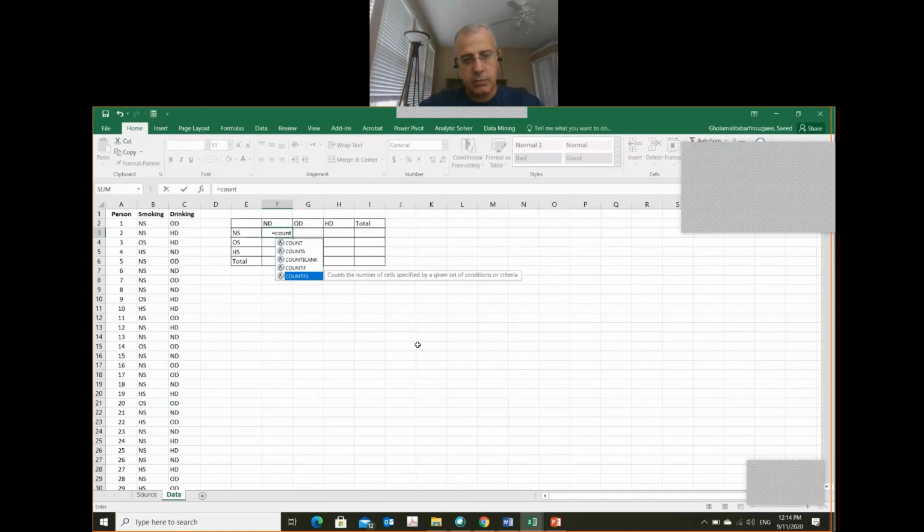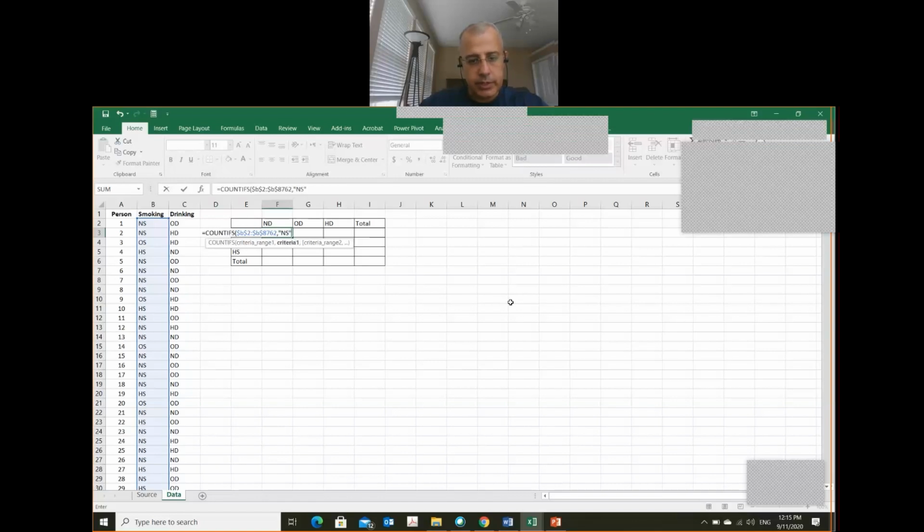With COUNTIFS, we can check multiple criteria or multiple conditions. So again, first we have to define our first criteria range. We want to check the smoking. Our range varies between B2 and B8762. The first condition is that it has to be non-smoker, or E3. I'm going to put it like this, non-smoker. Okay.